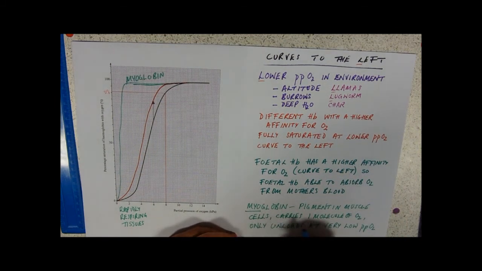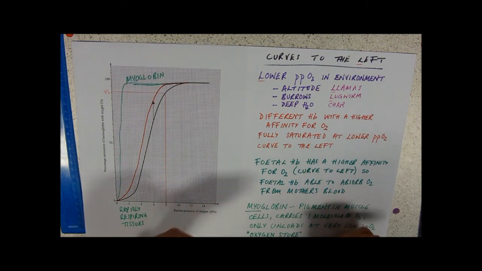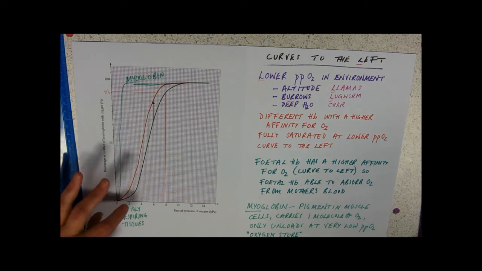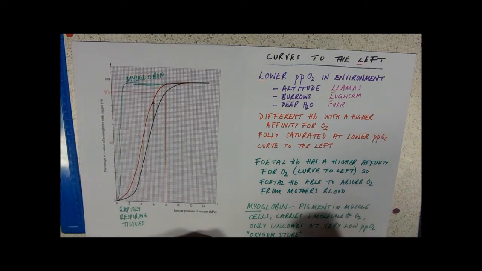So it only unloads at very low partial pressures of oxygen, and therefore we refer to it as acting as an oxygen store. So it's in these very rapidly respiring tissues, not only have you almost run out of oxygen from your hemoglobin, and then it's got a bit extra, that just sort of delays the onset of anaerobic respiration.